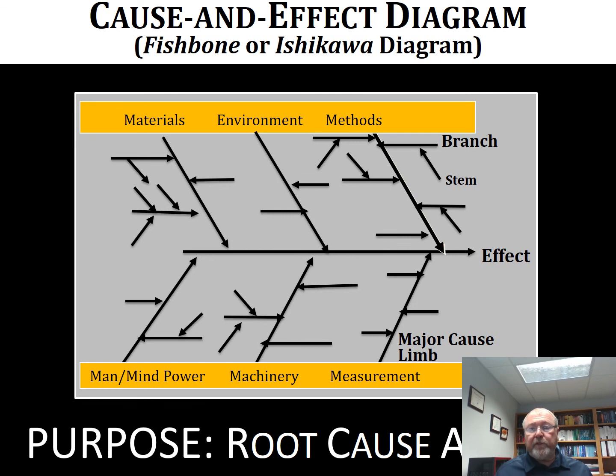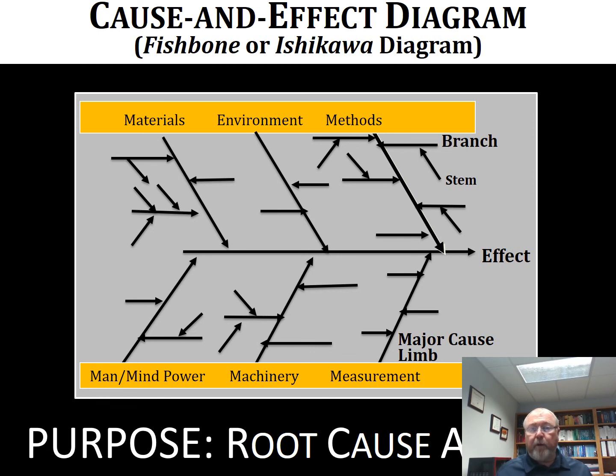What all of the rest of those things on the graph represent, and you see 6 main feeders into the effect: materials, environment, methods, man or mind power, machinery, measurement. Those are the so-called old categories. The old categories actually were all the 4 M's: materials, methods, manpower, and machinery. At least that's what it was called. So the man or mind power, well, that's the human ecology of the organization.